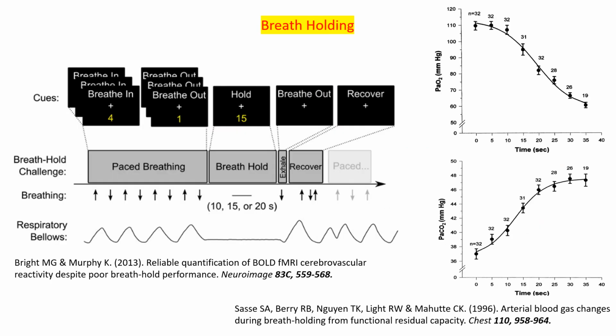Yet another method of increasing carbon dioxide is to hold one's breath. Here is a picture of the sequence of events in a breath hold test on the left. And on the right, note that during a breath hold, the partial pressure of carbon dioxide increases and that of oxygen decreases. And so this test applies a mixed vasodilatory stimulus.